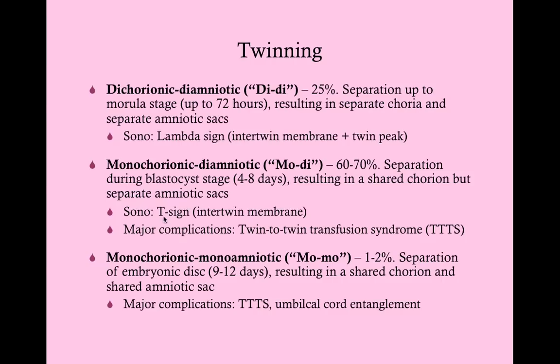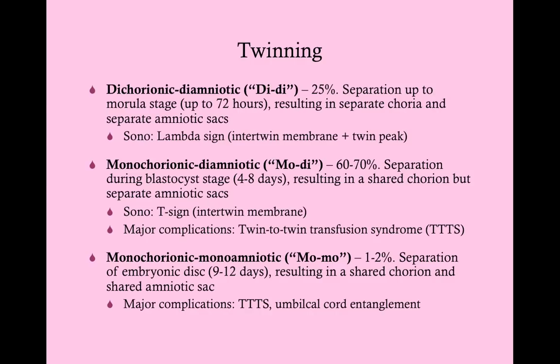So in this case, you'll see a membrane between the two of the twins, but it'll be a slightly thinner membrane for reasons we'll go into in a little bit. The major complication here is twin-to-twin transfusion syndrome. And twin-to-twin transfusion syndrome can happen anytime where you have a shared placenta. And basically what's going on here is you have an issue with the vascularity of the placenta, and it's causing more blood to go over to one twin than to the other.